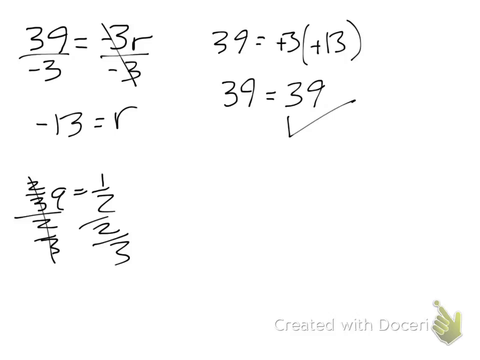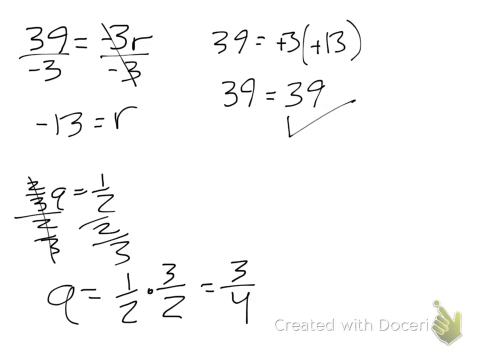Multiply by the reciprocal. So q would equal 1/2 times, what's the reciprocal of 2/3? 3/2. And how do you multiply fractions? You multiply fractions going across. So 1 times 3 is 3. 2 times 2 is 4. And now you have an answer.